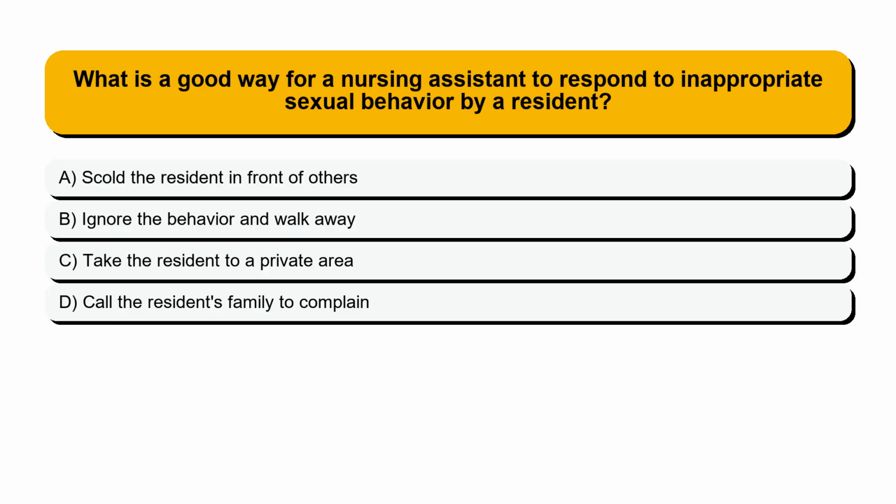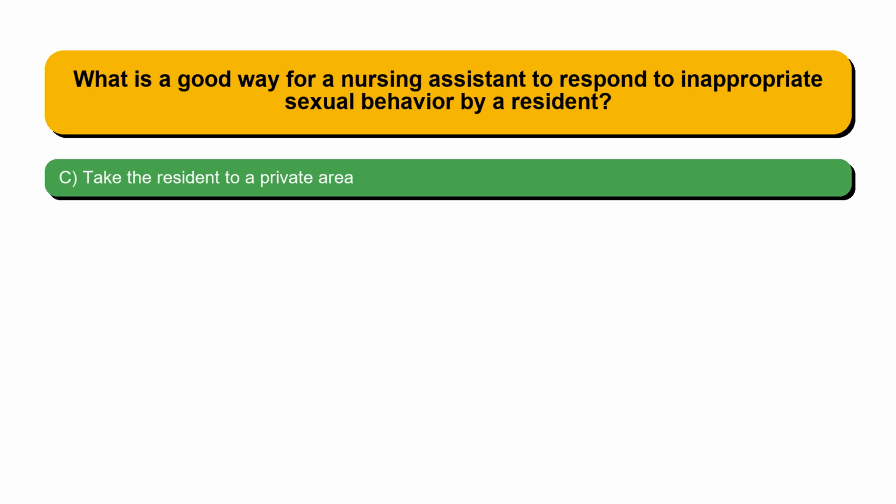Question 44. What is a good way for a nursing assistant to respond to inappropriate sexual behavior by a resident? Option A. Scold the resident in front of others. Option B. Ignore the behavior and walk away. Option C. Take the resident to a private area. Option D. Call the resident's family to complain. The correct answer is option C. Take the resident to a private area.